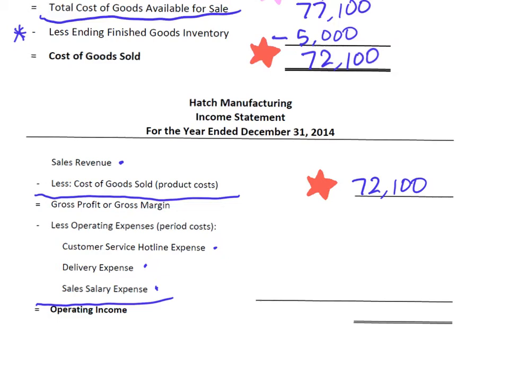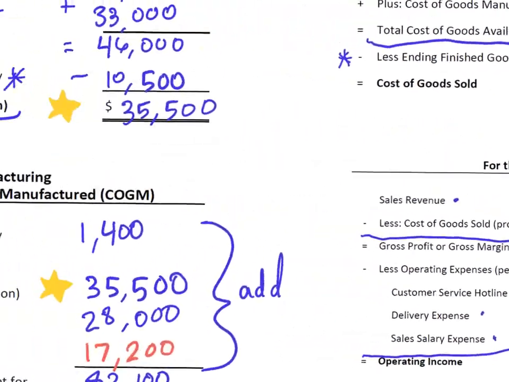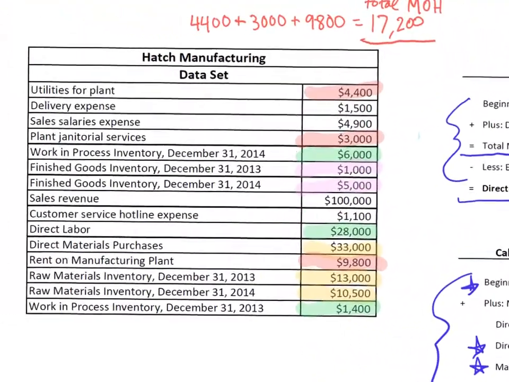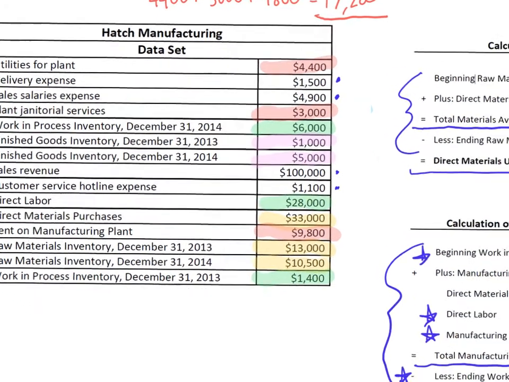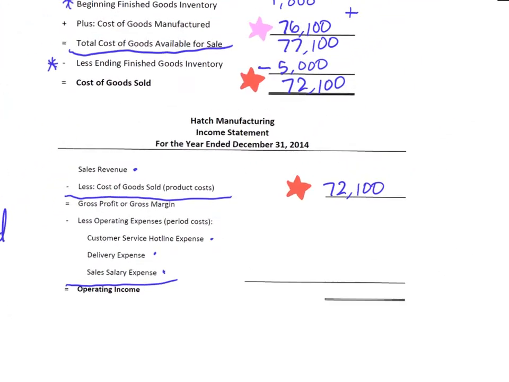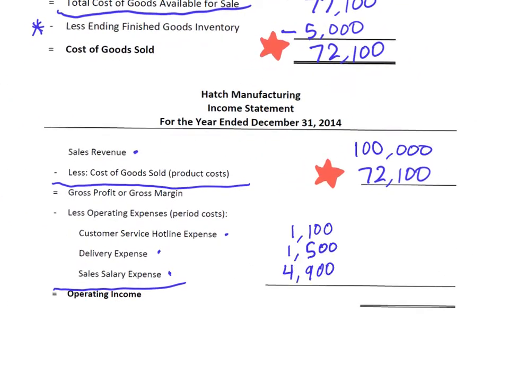So we'll return one final time back to our data set to find those figures that we need. It's pretty much just everything that's left. Sales revenue is $100,000. And then we have our three operating expenses: the delivery expense, the sales salaries expense, and the customer service hotline expense. So now that we have those three additional figures, we can go back to our income statement and populate those numbers in.